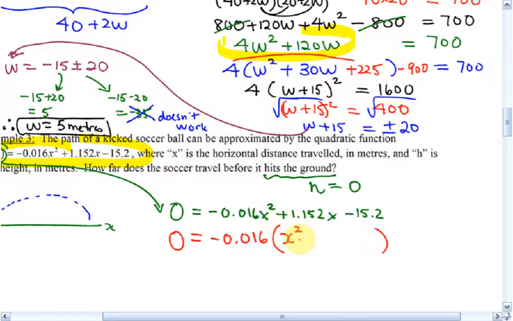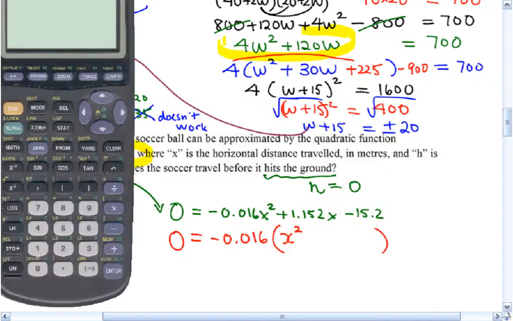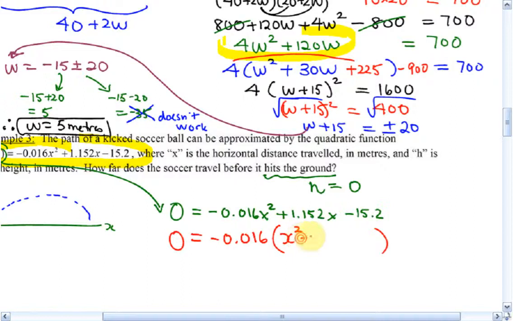And now how do we get that second part? It's the 1.152, and this is where I like you to use your calculator. 1.152 divided by the negative 0.016, and you get a nice number, negative 72. So minus 72x, and remember that constant I like to ignore, and I'll put it outside the bracket, so 15.2.